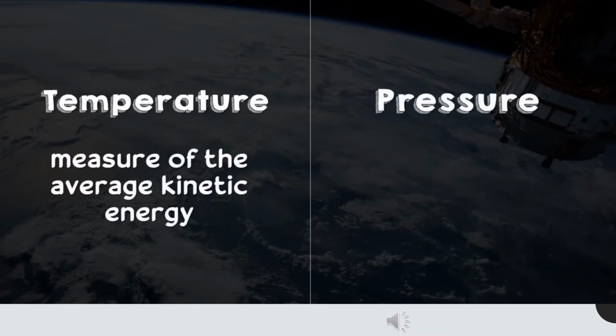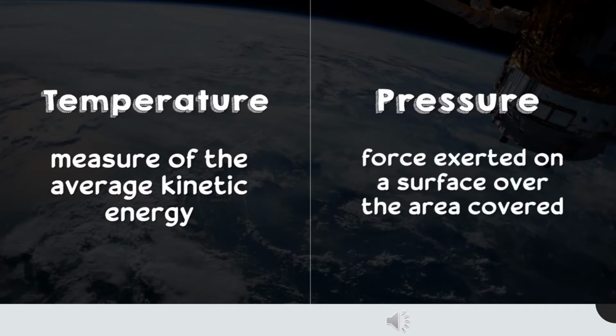Temperature is defined as the measure of the average kinetic energy or energy of motion of the molecules na nasa isang object, indicated by the rise and fall of the column of mercury in a thermometer. On the other hand, pressure is defined as the force exerted on a surface divided by its area covered. We commonly use the units degrees Celsius, Fahrenheit, or Kelvin in describing the quantity of temperature, while we commonly use Pascal in quantifying pressure.